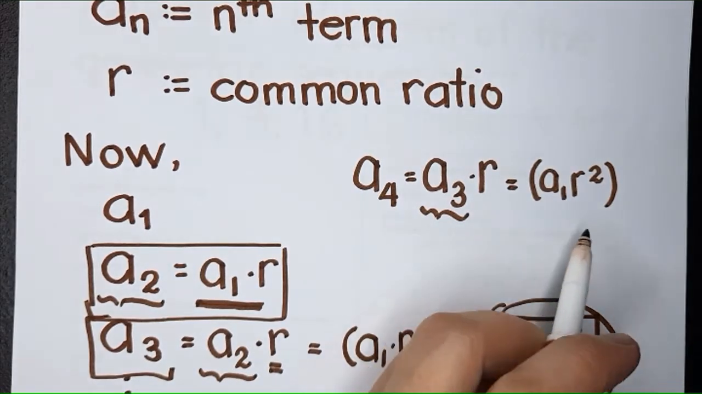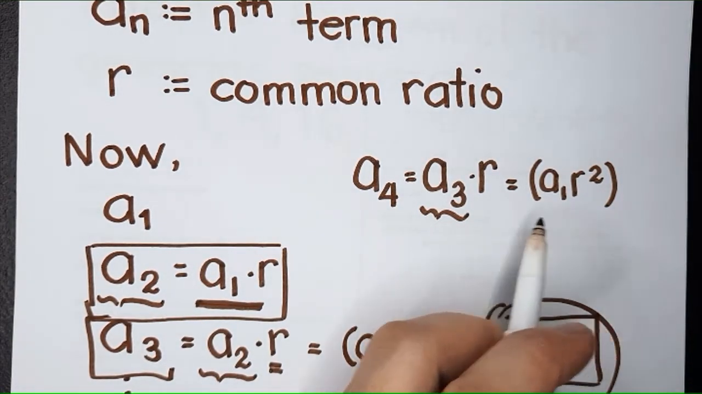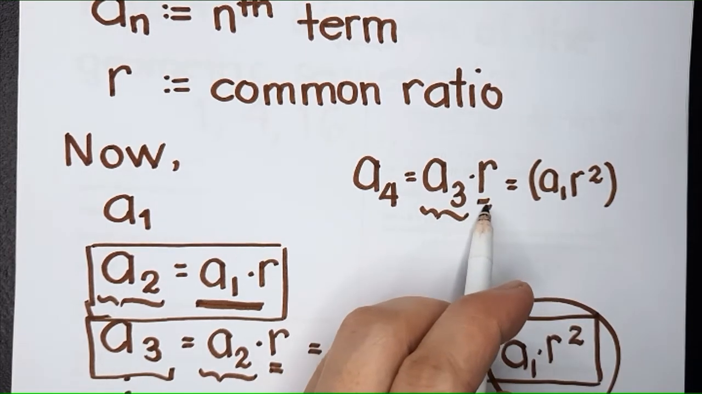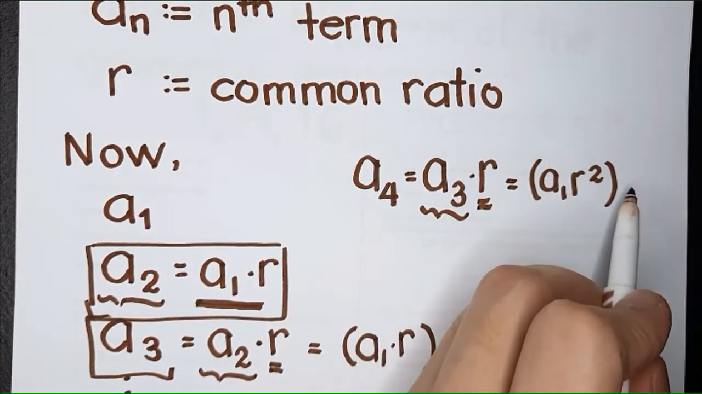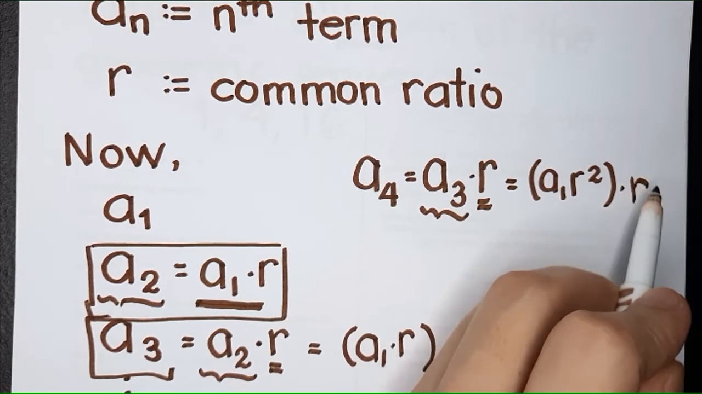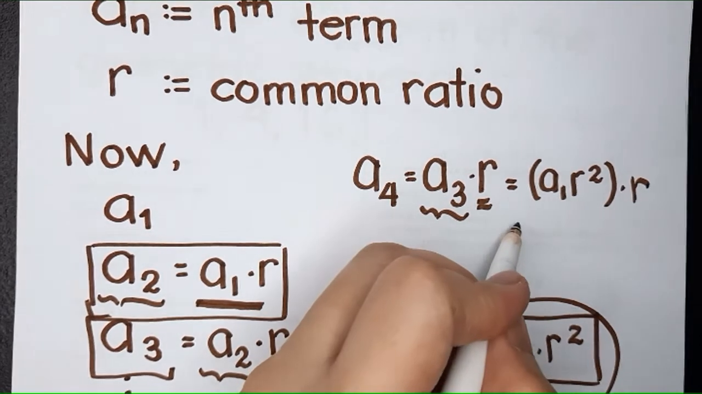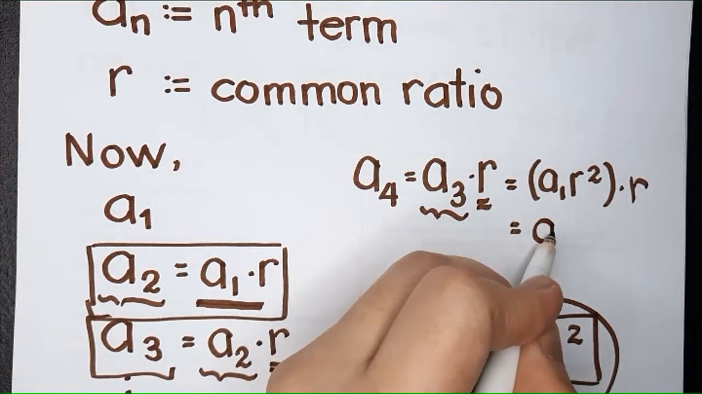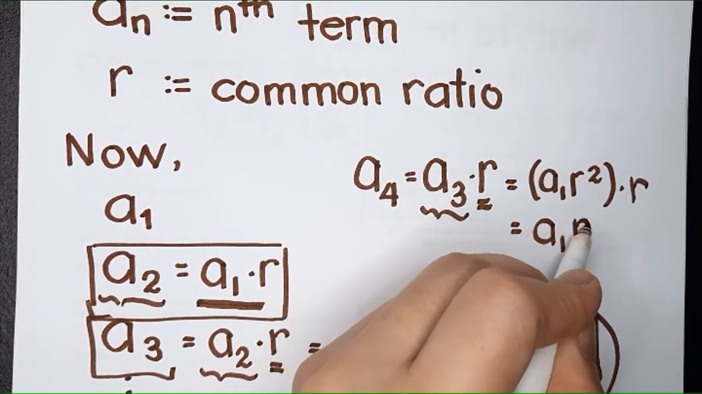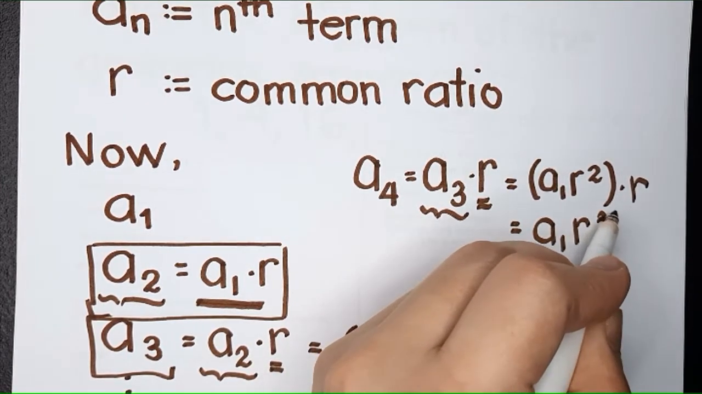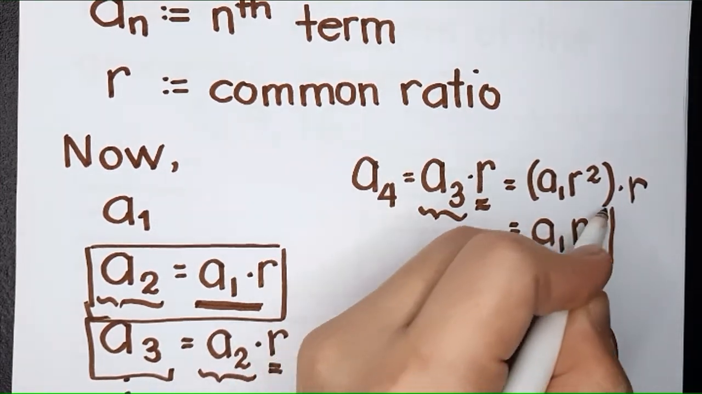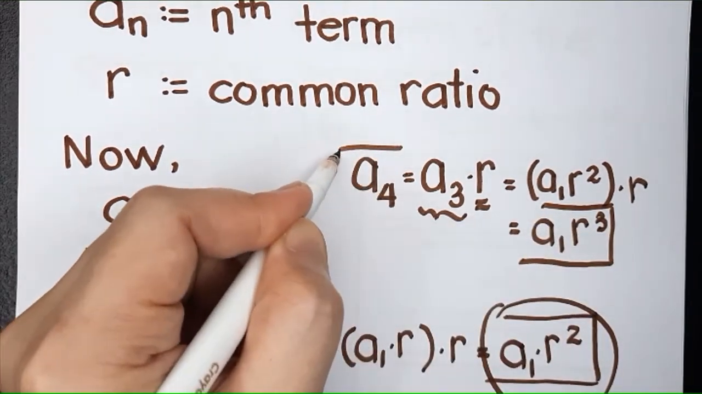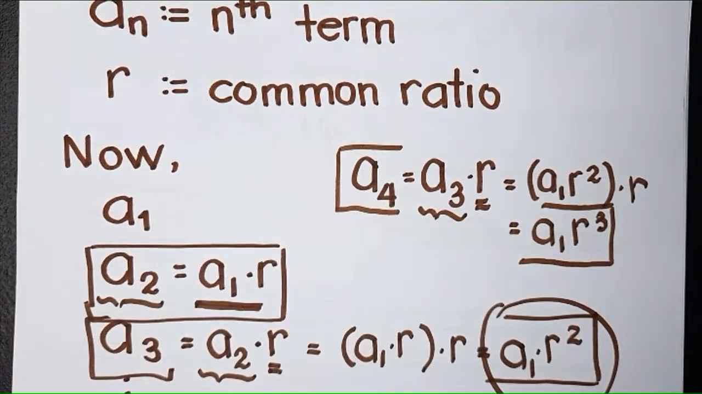That one. So, this is your a sub 3. But don't forget, you have an r here. So, I'm just going to copy it here. You have r. So, simplifying, what do you get? You will get a sub 1 r cubed. This is the formula to get a sub 4.